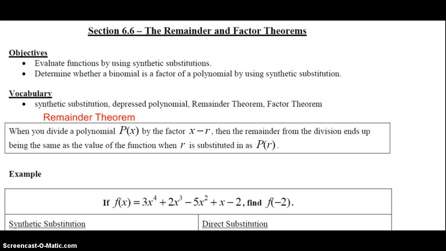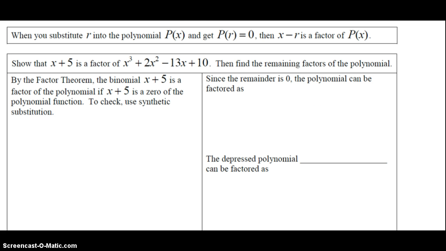This is the remainder theorem, and then on the next page we're looking at the factor theorem. Now what does the factor theorem say? It says when we substitute r into the polynomial p of x and we get p of r is equal to 0, then that means that x minus r is a factor of p of x, or we've been able to determine what one of the factors of the polynomial is, one of the binomial factors of the polynomial.